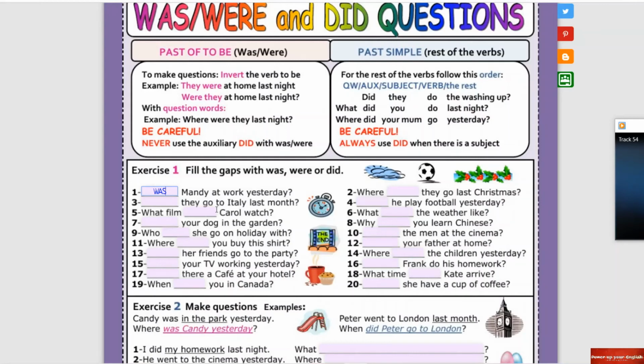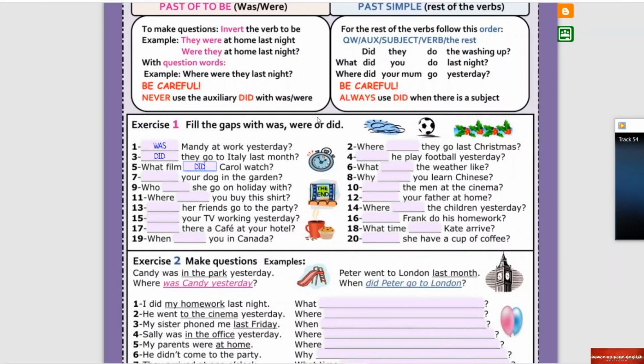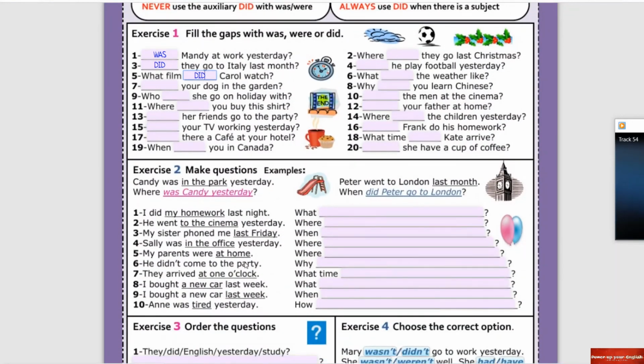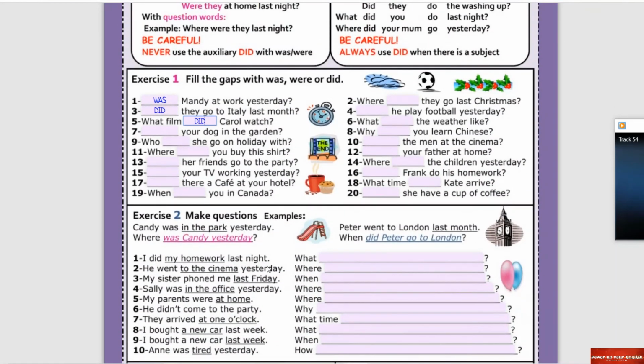Here we have go, so we no longer have the verb to be. So remember, this is all of the other verbs, so we need to follow this rule. So what did we put in front? Yes, did. Did they go to Italy last month? What film? Again, here we have watch. So every time we have a different verb which is not to be, we need to add did. Brilliant. And so on.